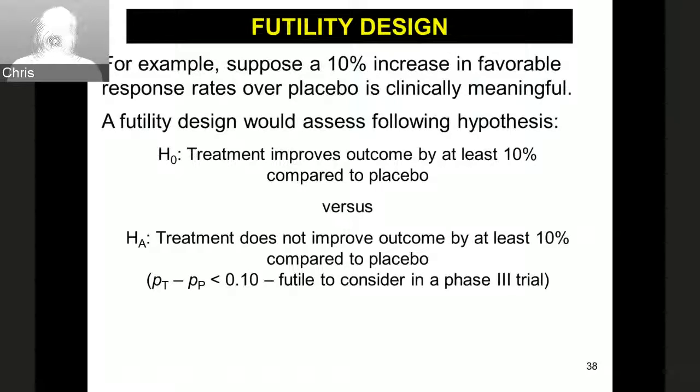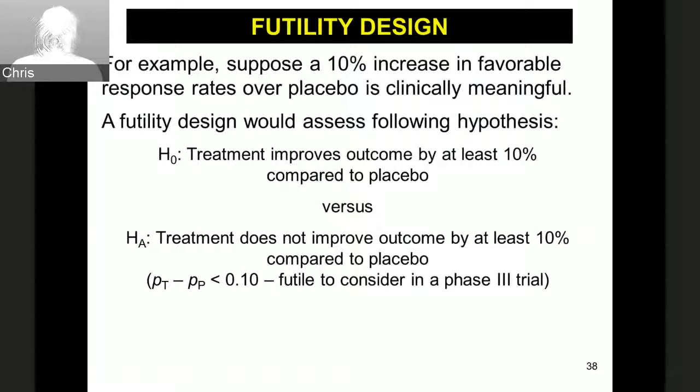And the alternative hypothesis is that treatment does not improve outcome by at least 10% compared to placebo. So the farther we are from the 10% increase, the more likely we are to declare futility. So let's say in the extreme example, if the drug actually worsens success rates by 10% compared to placebo, we're going to have a high probability of declaring the study futile.